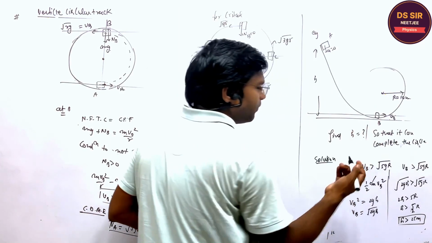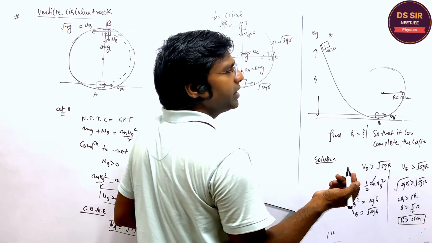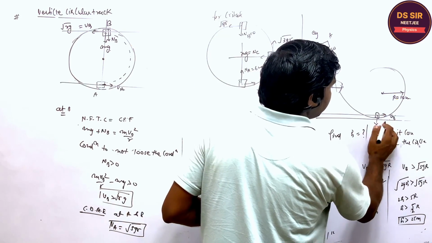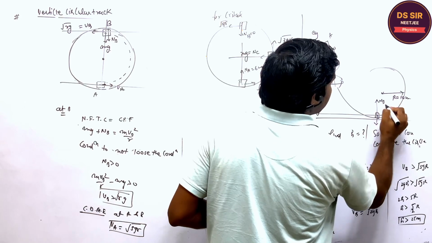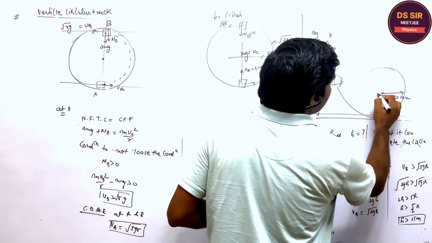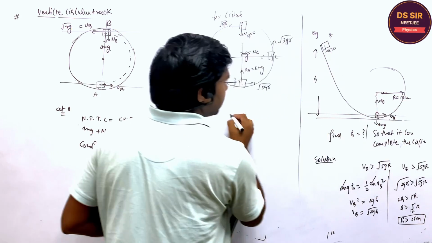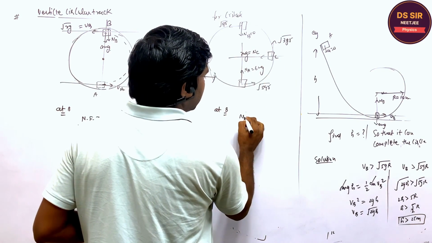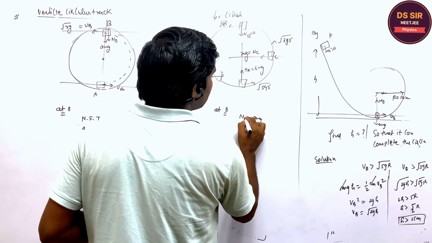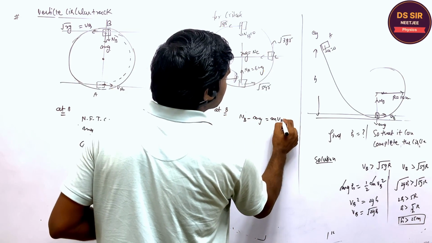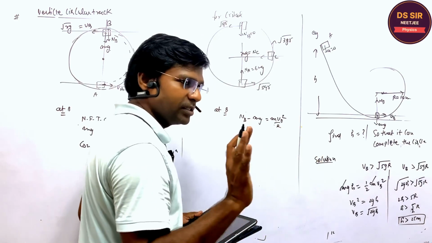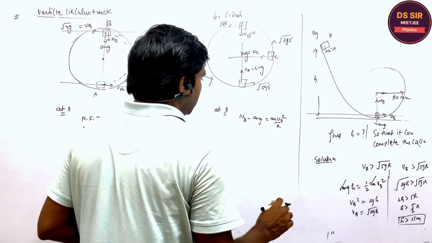Listen one thing. If somebody asks to find the normal reaction, you can do, right? If this is the mg, and they ask the normal reaction NB, what equation will you write? Tell me at B. NB minus mg is equal to what? Say mvb square upon r. So if you know everything, you can find. Is it clear or not, you tell?